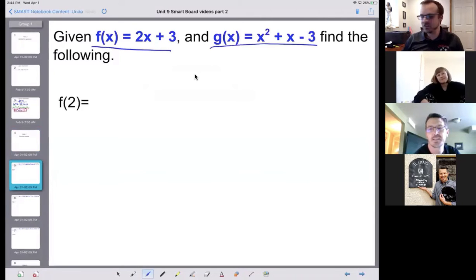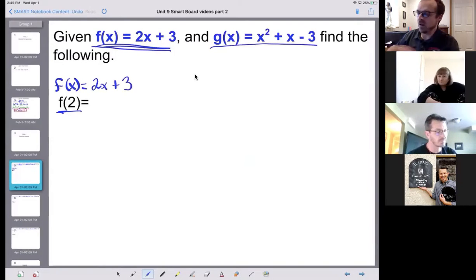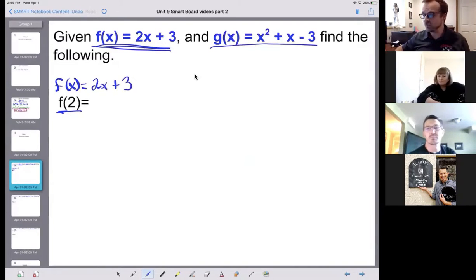Function notation is basically just a bunch of substitution. And what the question is asking here is, what is f of 2? Well, because it says f here, we are going to use the function f of x. So I'm going to write that right above my function f of 2 just to show how the substitution is going to work. So we have f of x equals 2x plus 3. And then f of 2 means to replace all those x's with 2.